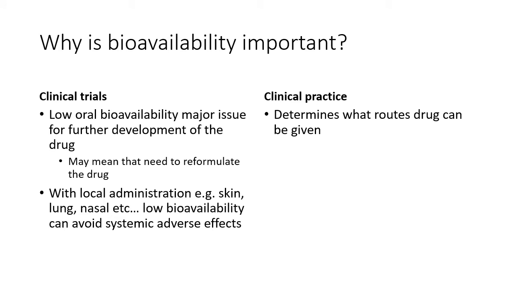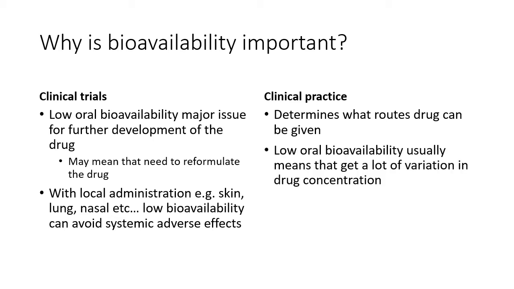In clinical practice, it determines the routes that the drug can be given. This is important where, for example, drugs such as gentamicin can't be given orally because they're simply not absorbed. Other medications such as vancomycin can be given orally for pseudomembranous colitis, but if you want a systemic effect, then they really have to be administered intravenously.